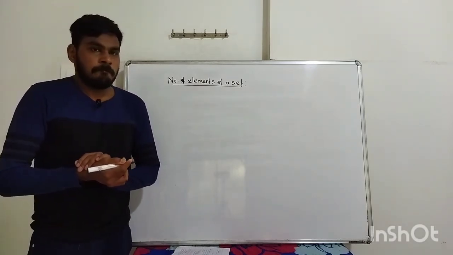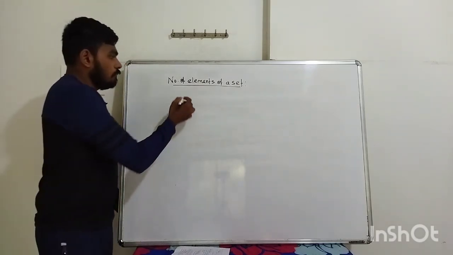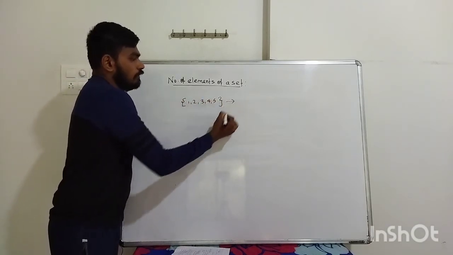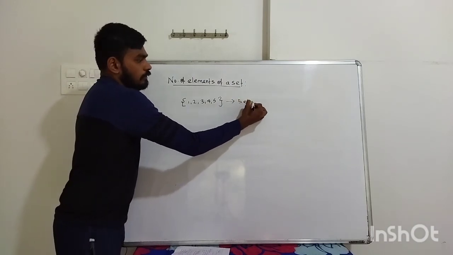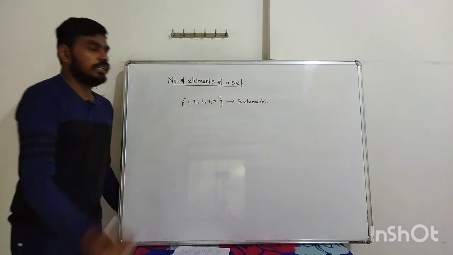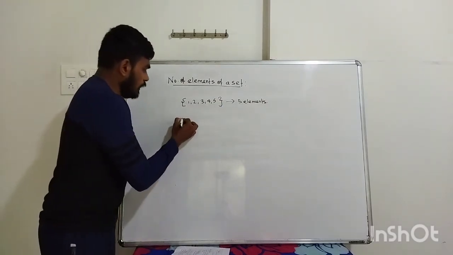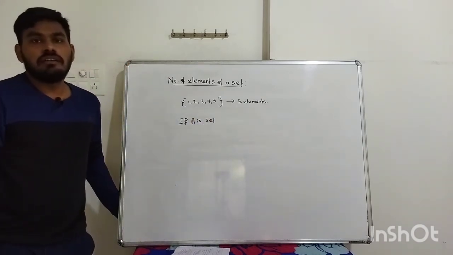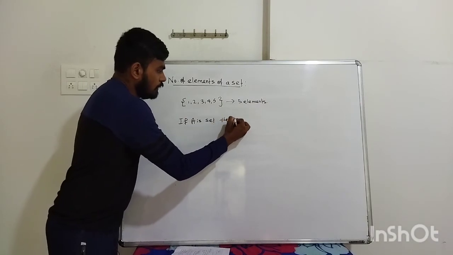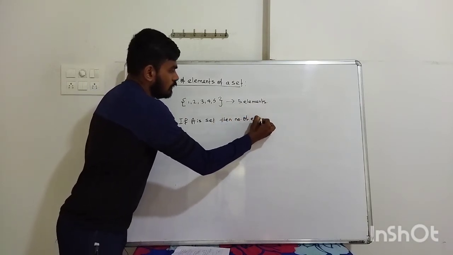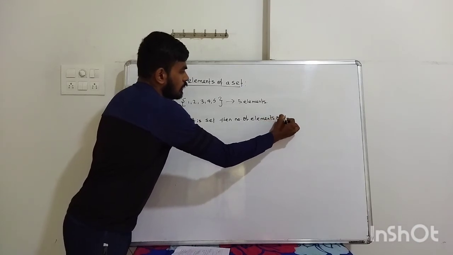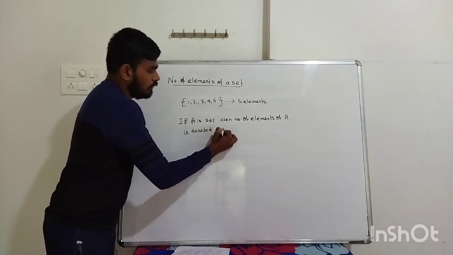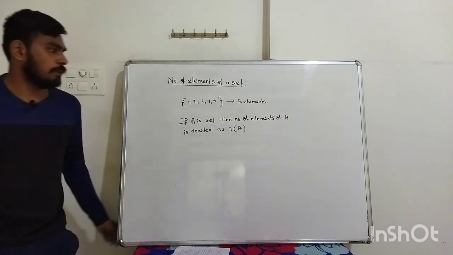Okay, so we are writing 1 2 3 4 5, and then we are writing 5 elements here in the previous example. So there is a proper way of writing this. That is, if A is a set, then the number of elements of A is denoted as n of A. That is the proper way of denoting.